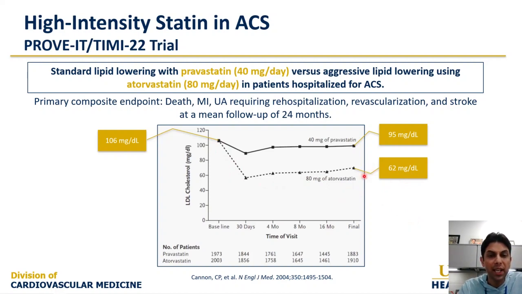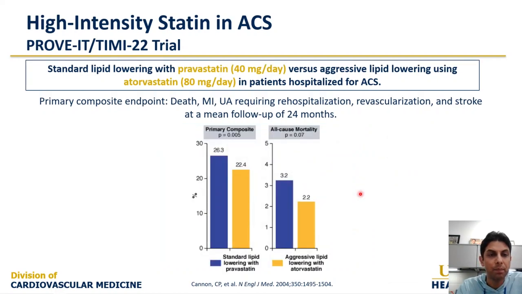And so what we see is that not only do we reduce LDL, we improve mortality. And that's obvious in this next slide. So we talked again about that primary composite endpoint of death, MI, unstable angina requiring hospitalization, revascularization, stroke, and a mean follow-up of 24 months.